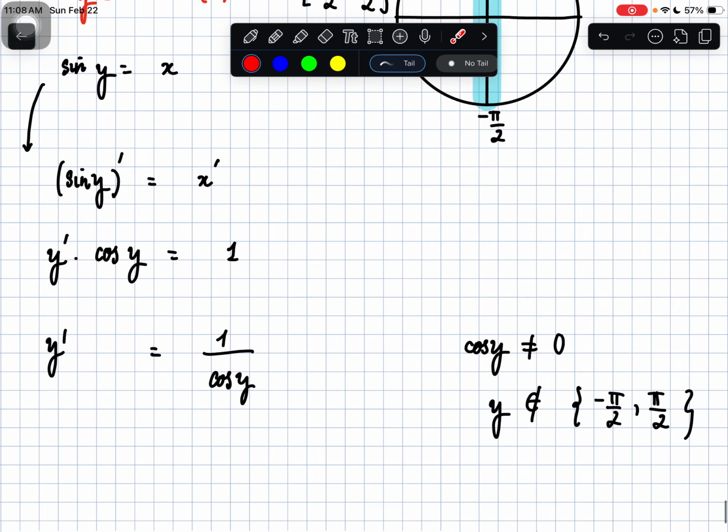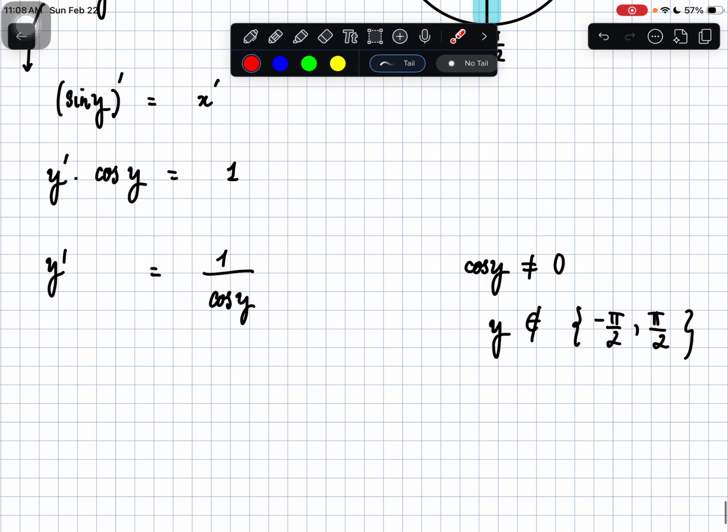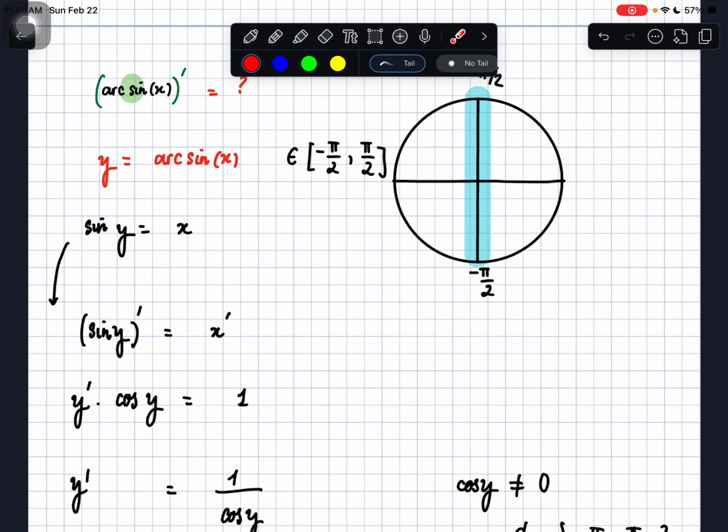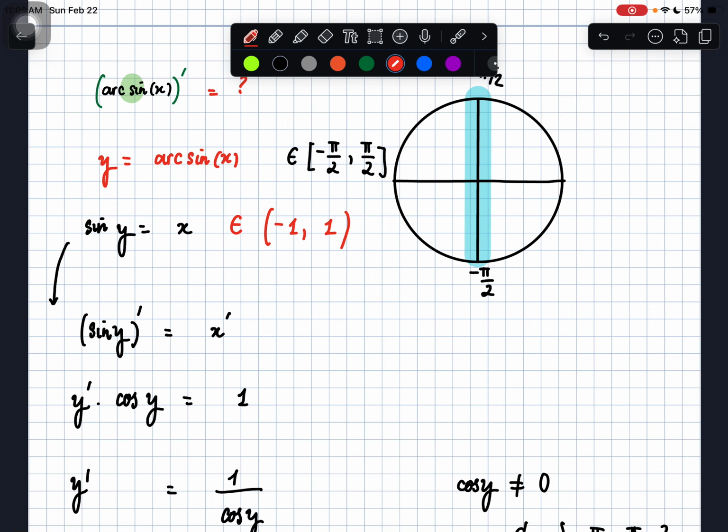This means that x, equal to sine of y, is not sine of minus pi over 2 or sine of pi over 2, which means x is different from -1 and +1. So we only want x between -1 and 1, and we don't include the points on the boundary of the interval. Okay, just a note there.